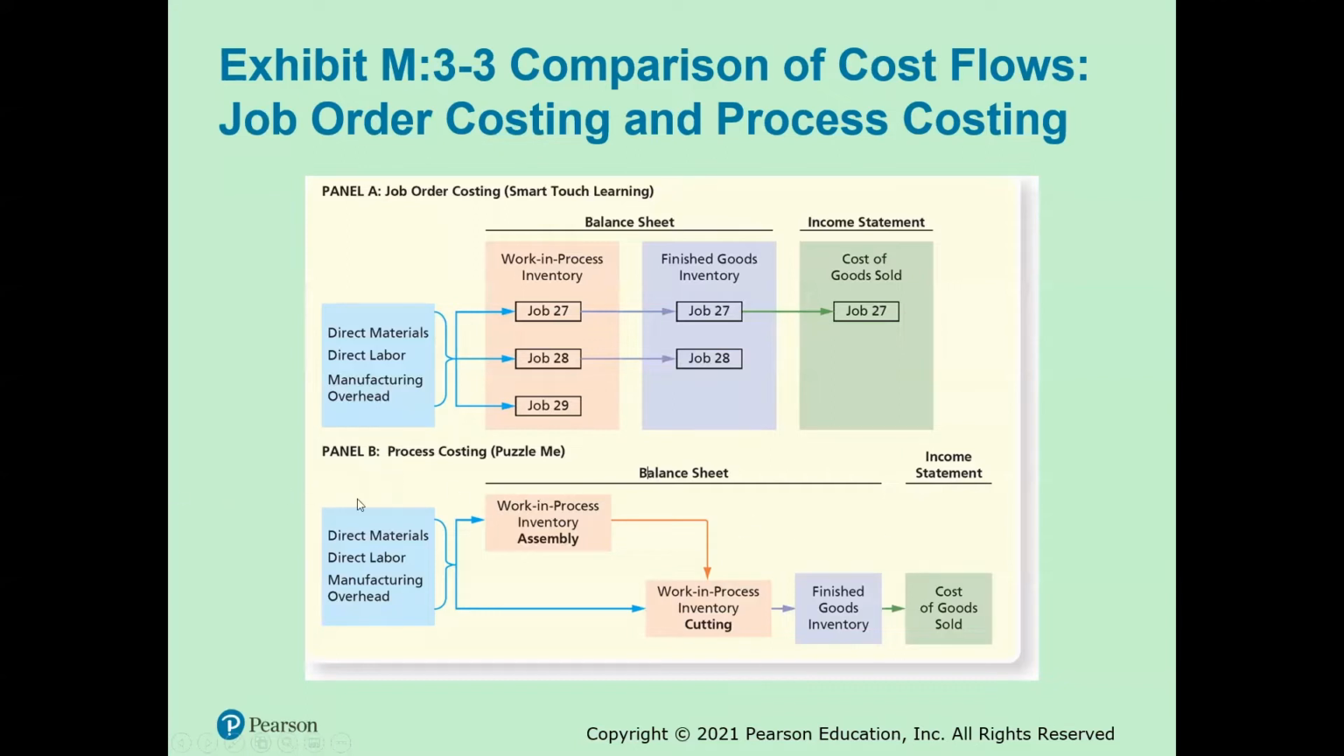Panel B here summarizes the flow of cost for a process costing system. So you see that costs flow through the work in process inventory assembly account before going to the work in process inventory cutting account, before it goes to the finished goods inventory and then to the cost of goods sold.